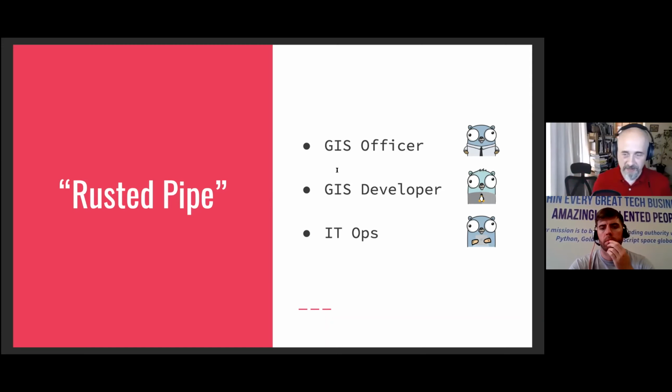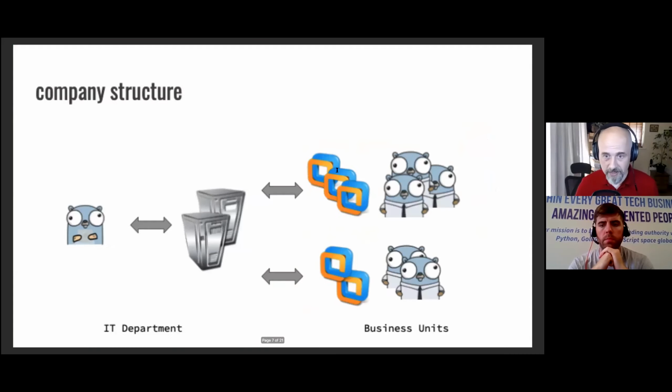Now we have the GIS developer that will be brought into the picture later on, and we have the IT operation person who is responsible for managing the backend systems and the virtual machines and different parts of the operating or IT of the entire company. Plus we have so-called business units. So this is like a broad company structure.